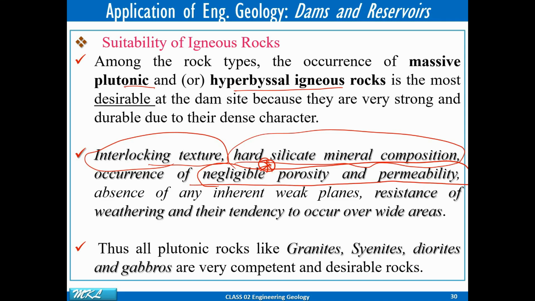And obviously there are no weak planes. In sedimentary rock, you'll find layers after layers like this. So there is a chance of slipping of one layer on another. There are no weak planes in between layers in the igneous rock. That's why I consider igneous rock to be a good one for dam construction. So what are the plutonic rocks? Like granites, syenites, diorite and gabbros are very competent and desirable rocks.